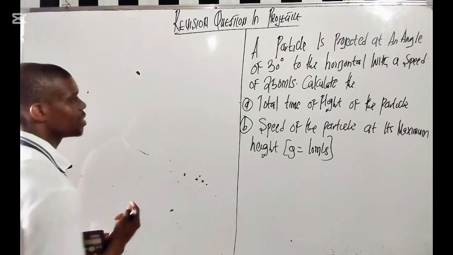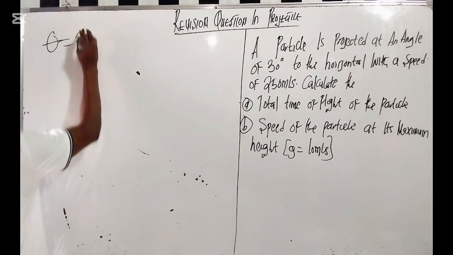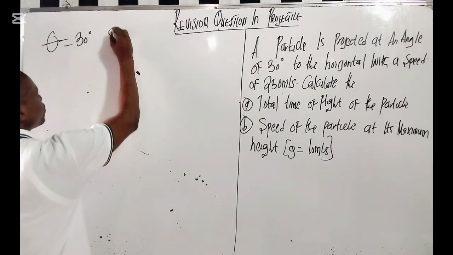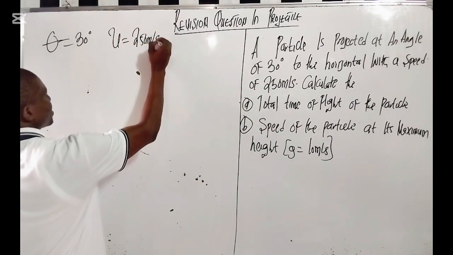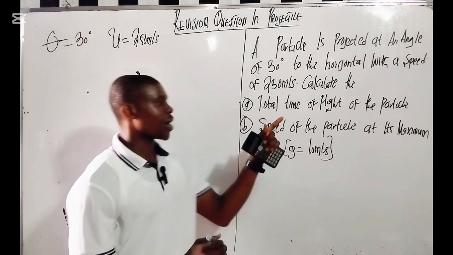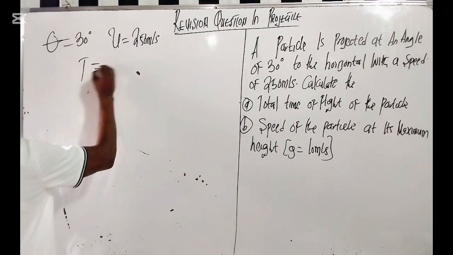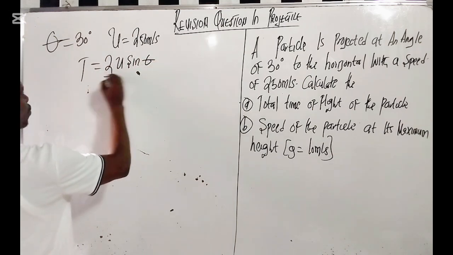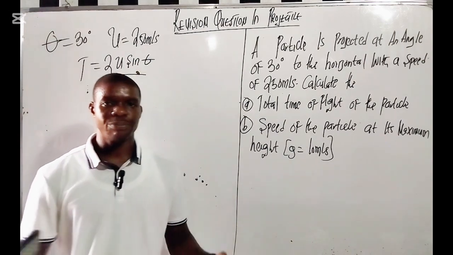If you check it very well, the angle of projection is 30 degrees, and the initial velocity, u, is 250 meters per second. Now I said we should calculate the time of flight. What is the time of flight? T equals 2u sine theta over g.